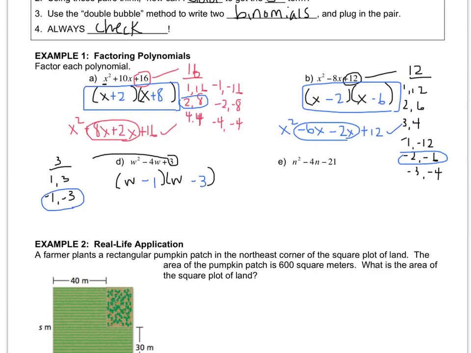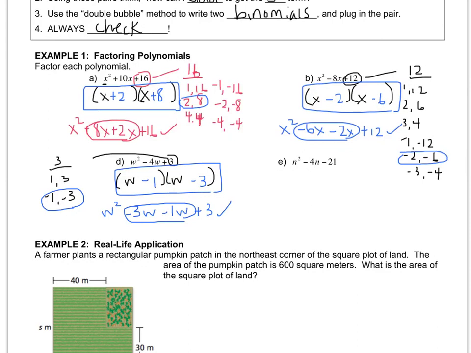It never matters which one you put in which position. A lot of kids will say it doesn't matter which one I put first, and the answer is no. So there's your answer, and you want to check. That would be W squared minus 3W minus 1W plus 3. Combine these, and you will get -4.